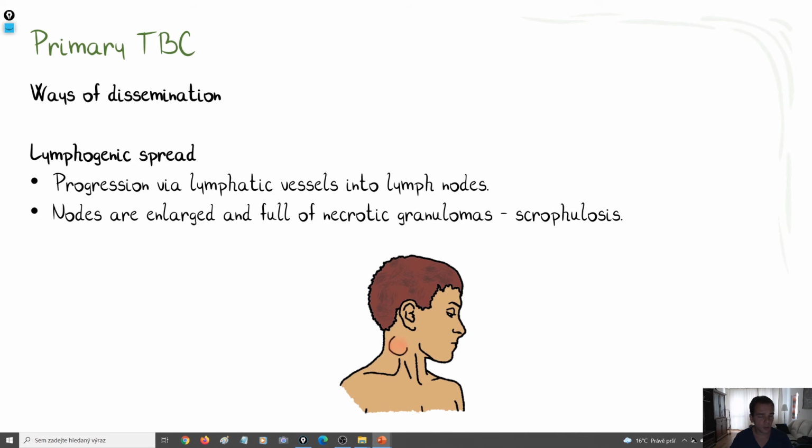affected. Especially in the older days, in previous times, it used to be a cervical lymph node, and these nodes were enlarged and full of necrotic granulomas, and the lymph nodes could even open via the skin on the surface, and then there was a fistula between the lymph node and the outer surface, full of caseous tissue. So this was called scrofulosis.